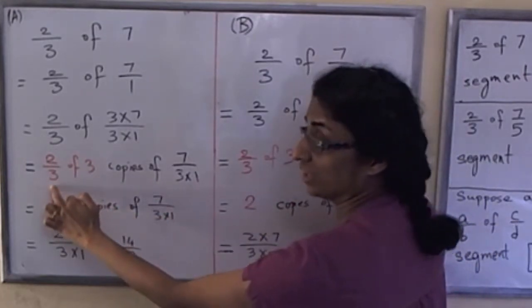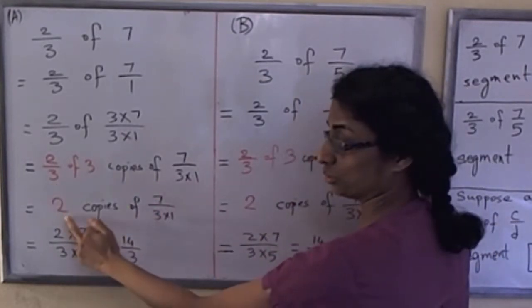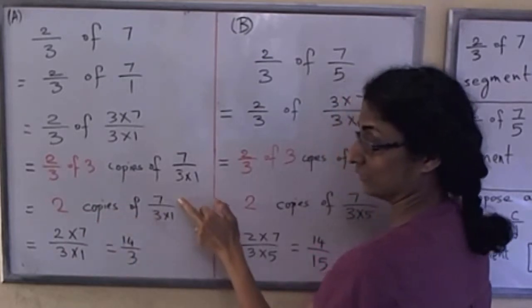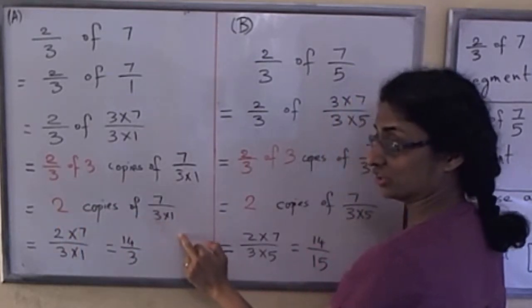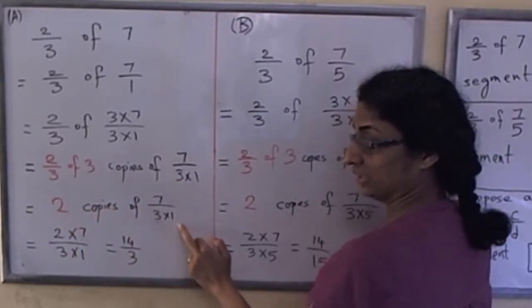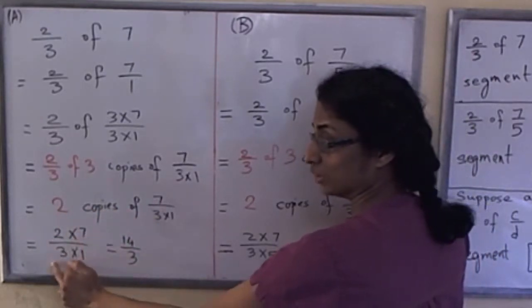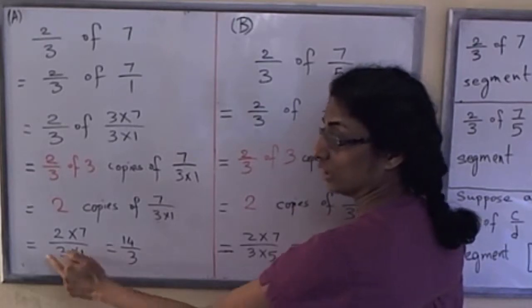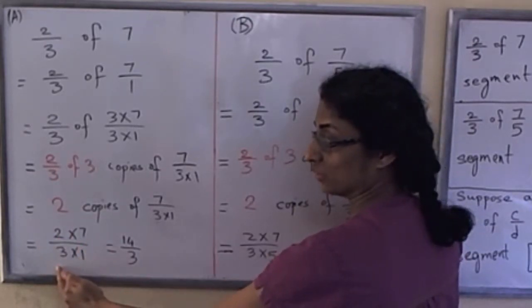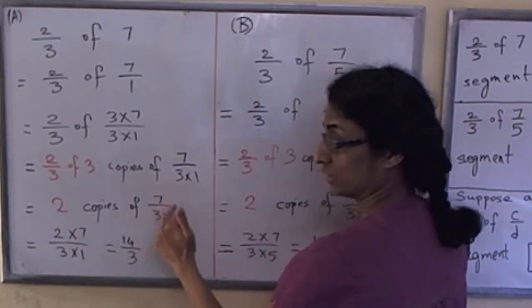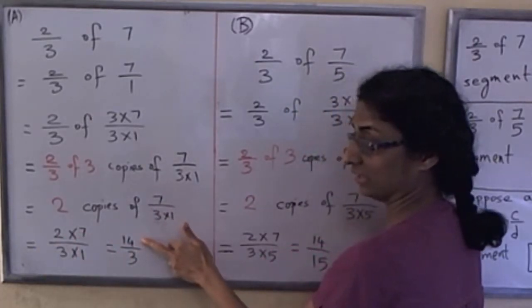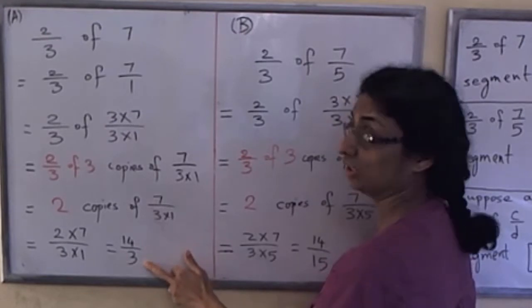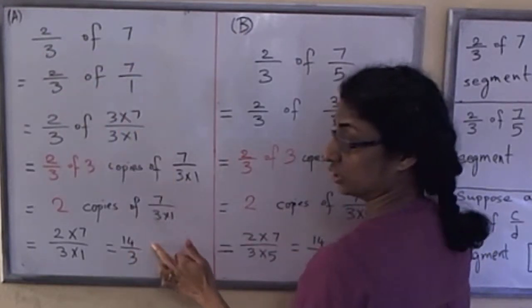So, by now 2/3 of 3 very clearly is 2. So 2 copies of 7 over 3 times 1. And once again we look at this expression and we say that's really this fraction, 2 times 7 over 3 times 1. Another way of saying 2 times 7 over 3 times 1 is really 2 copies of 7 over 3 times 1. And now once you have this expression, it's very easy to calculate that this fraction is 14 over 3. So 2/3 of 7 is 14 over 3.